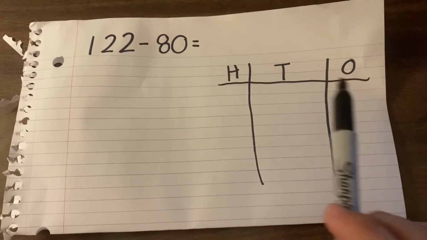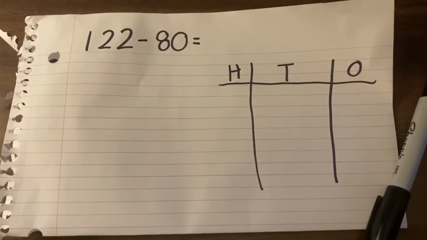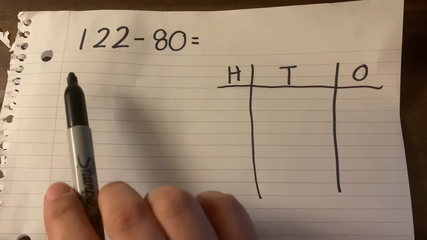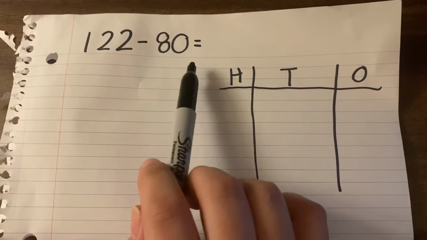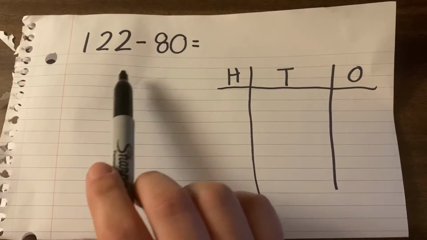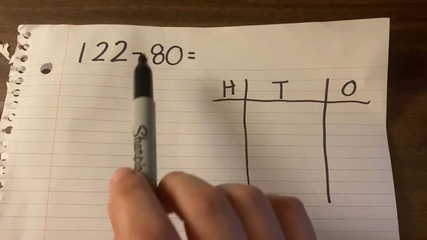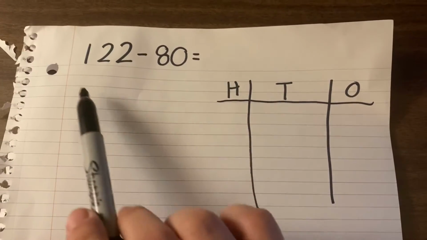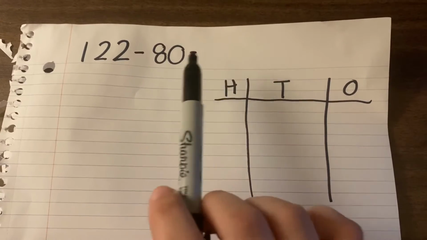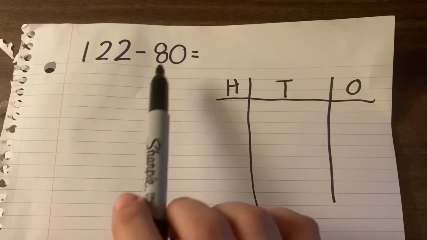So I have my hundreds, tens, and ones charts here, but what number am I going to draw in my hundreds, tens, ones chart? Am I going to draw my 122 or am I going to draw my 80? Yeah, I'm going to draw the 122. Remember, we only draw the 122, our first number here, because this is the whole. We know that this is one part, and then our answer will be a part, and those 2 parts come together to make the whole. So when we're solving a subtraction problem, we only draw the whole.